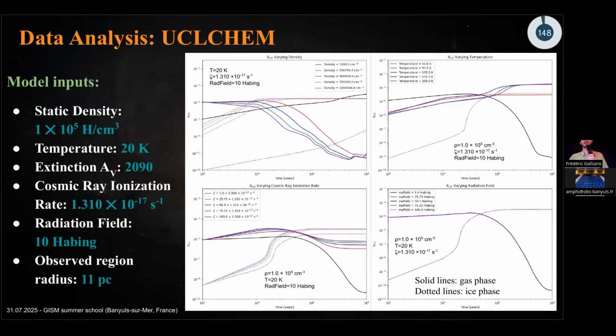Also, one more thing in the previous plots is that the general trend is that the gas phase CO goes down, whereas the ice phase goes up, and this can be partly attributed to the freeze-out of CO on top of the ice mantles.